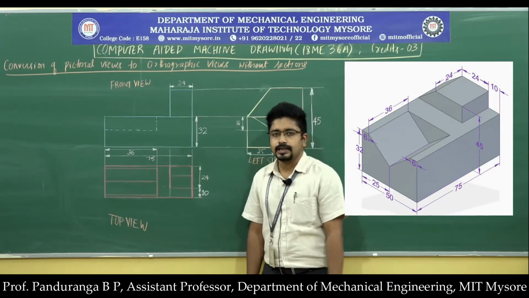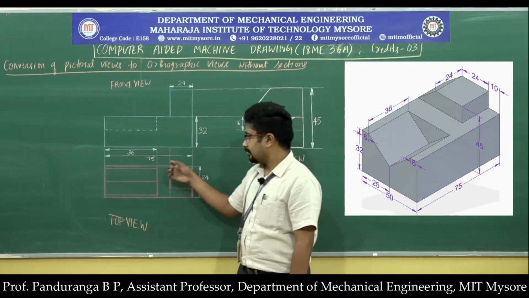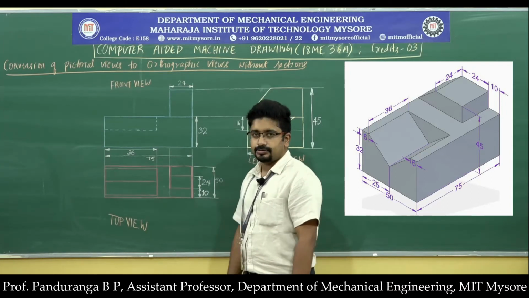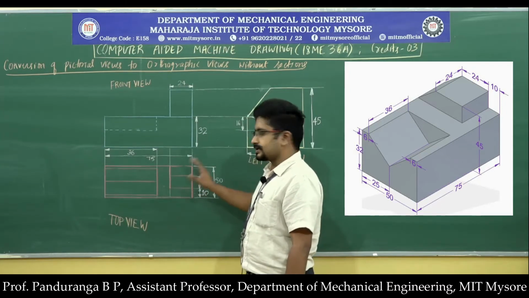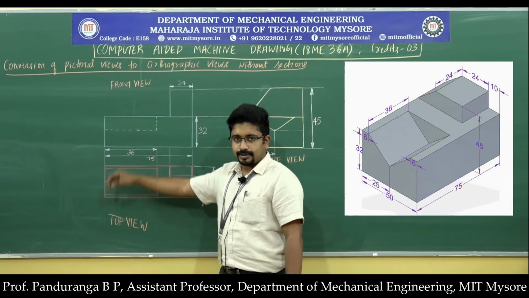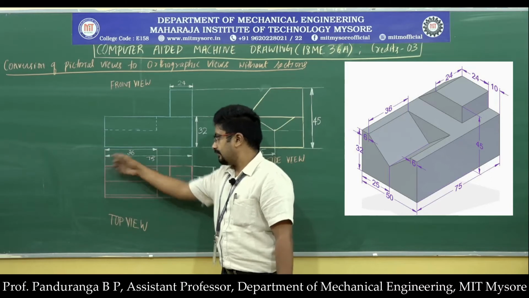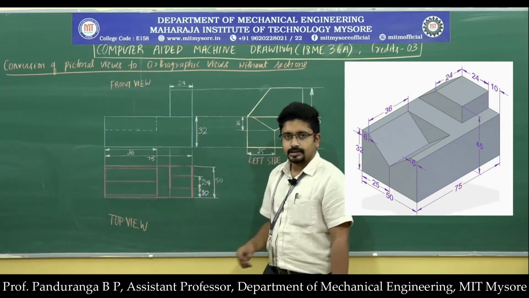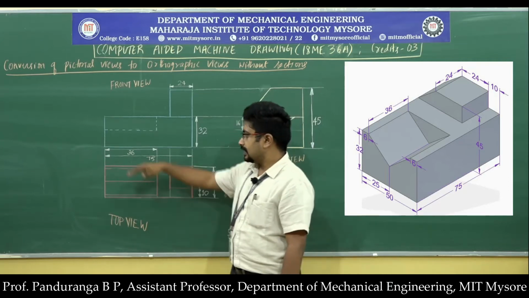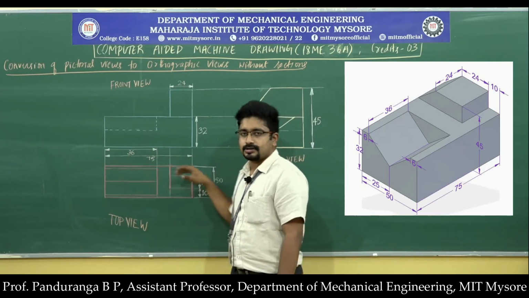Now we need to draw the top view, as we did in the previous class. To draw the top view, I'll project all the vertical edges from the front view below it. Here I have 4 projection lines. Once I have drawn all 4 projection lines, I'll draw a horizontal line at a convenient distance.